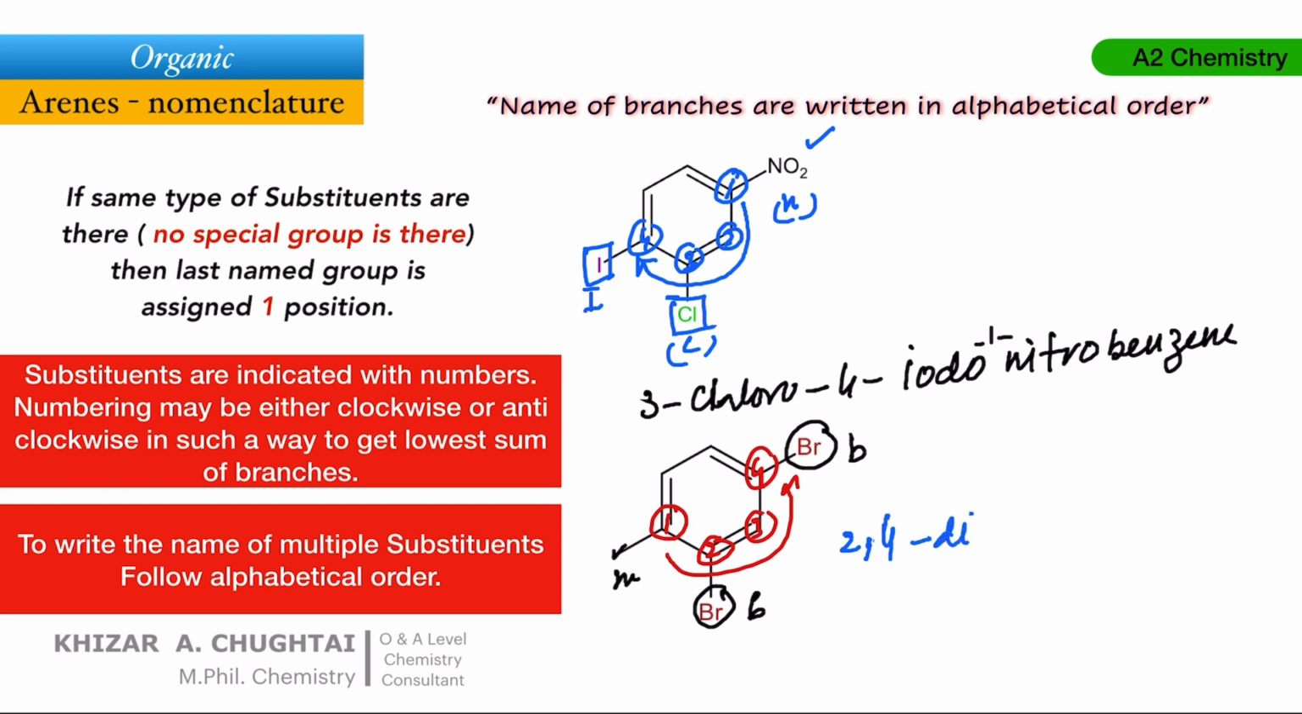Between numbers there is a comma, between a number and the alphabet there must be a hyphen or dash. 2,4-dibromo, and the rest of the molecule will be written as a single unit, or you can write 1-methylbenzene.